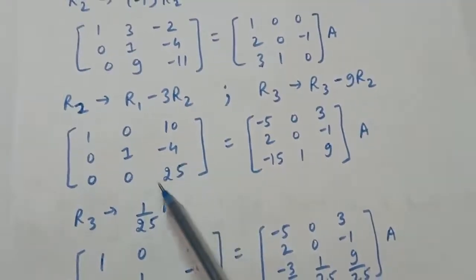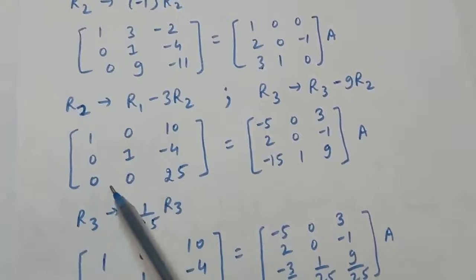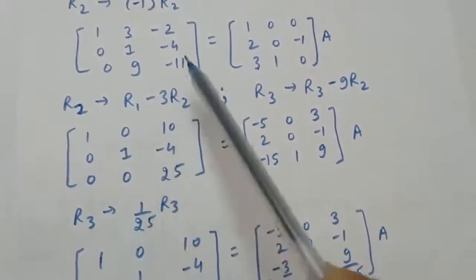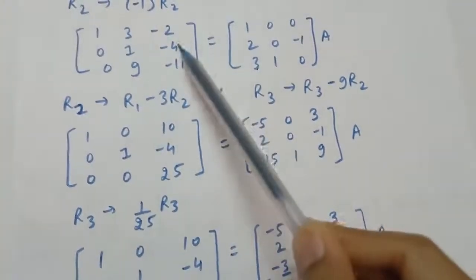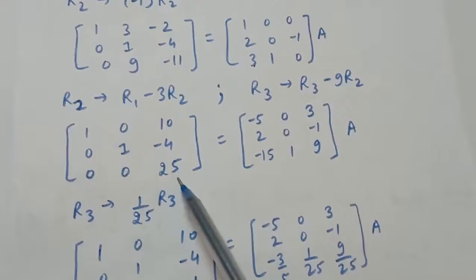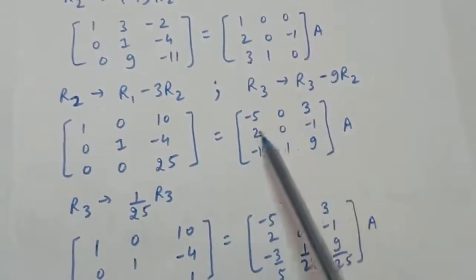Similarly you will apply for row 3. 0 minus 9 times 0 is 0. 9 minus 9 will be 0 and minus 11 minus 9 into minus 4 will be 25. Apply the operations here. Row 2 will not change. Row 2 will remain the same.